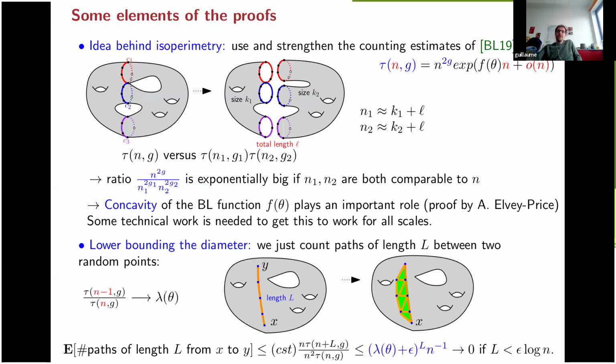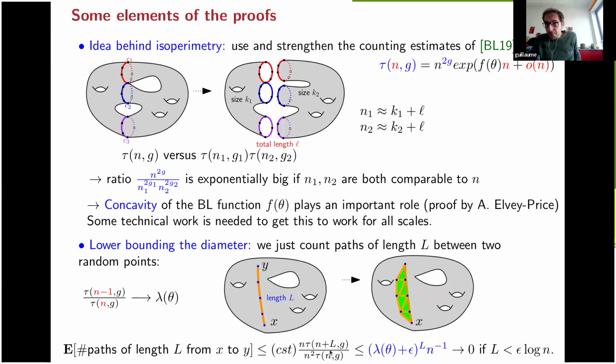Then 2 words about the diameter. Lower bounding the diameter is also something very easy, because this is also, again, a first moment argument. You take 2 random points, x and y, and you want to count the number of paths of length L between them. Then what you can do is cut your surface open along this path and retriangulate the inside. And if you do that, you obtain a triangulation. You start with a triangulation of size n and genus g, and you obtain something of size n plus L and genus g. But the Budzinski-Louf estimates tell you that these ratios, tau n minus 1 divided by tau n, are bounded by a constant. They converge to this constant lambda.